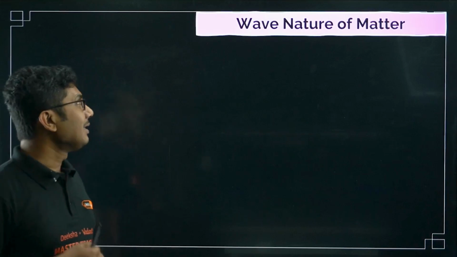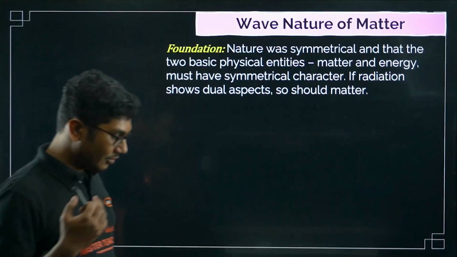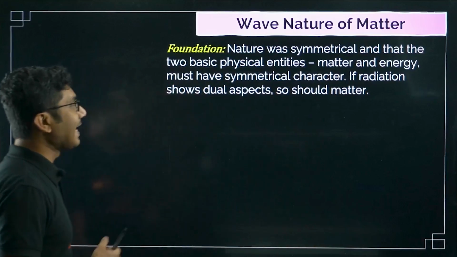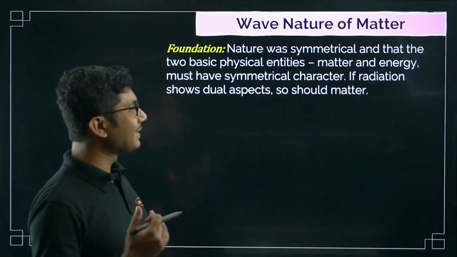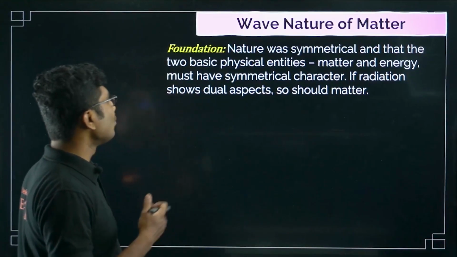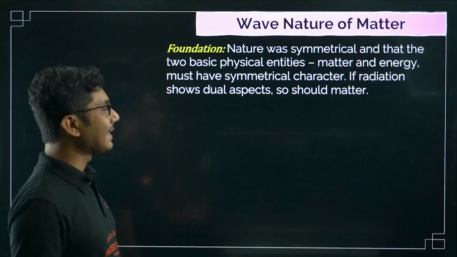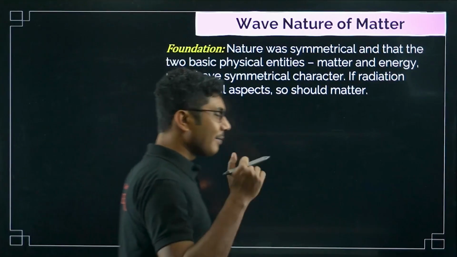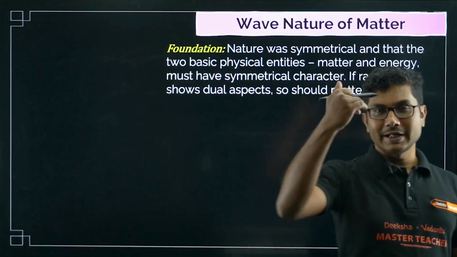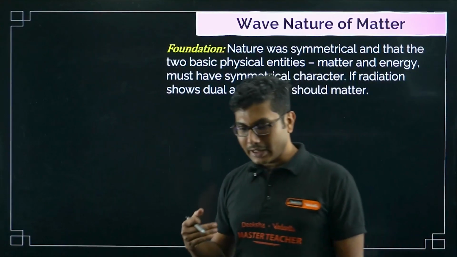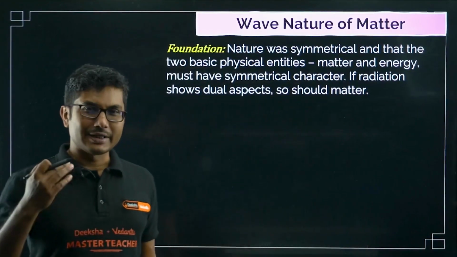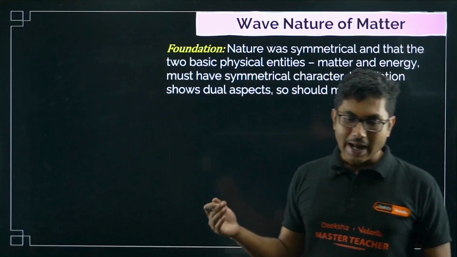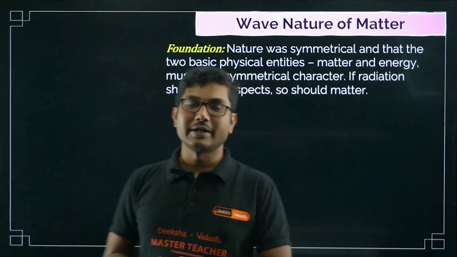Now there is a person called Louis de Broglie. He came up with this beautiful idea that nature is symmetrical, and that two basic physical entities, matter and energy, must have a symmetrical character. We know that matter can be converted into energy and energy can be converted into matter, right? Last class I think I discussed Einstein's equation, E equals mc squared, and also that from energy you can create matter.